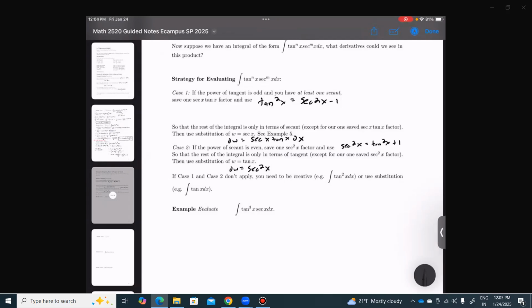Something like tangent squared x would be one that it wouldn't apply. We may have to use substitution. We just don't have cases for those.